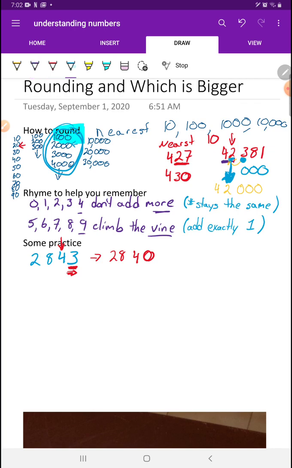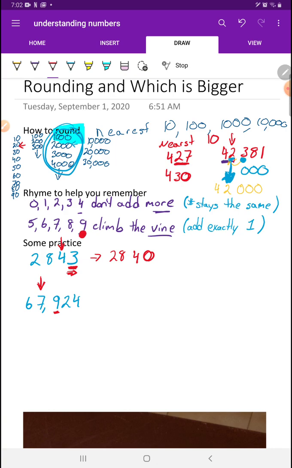What if I have the number 67,924? Okay? And this time we're going to round to the thousands place. So again, we do the same thing. We look at its neighbor on the right-hand side, never on the left-hand side. Always the neighbor that's on the right. And in this case, we have a 9. Well, the 9 is right here, which means we're climbing the vine.